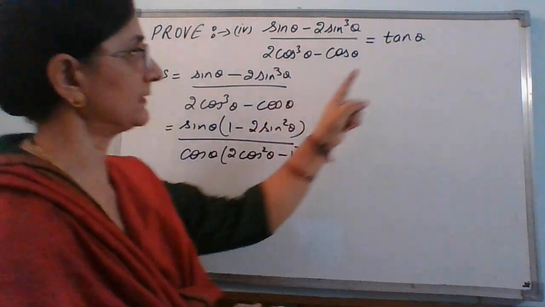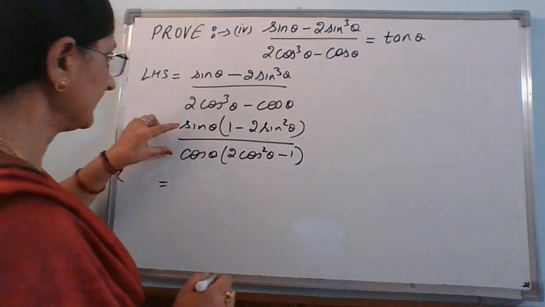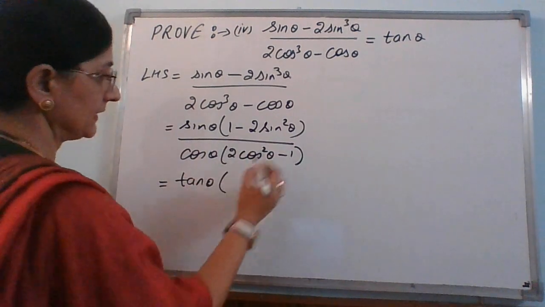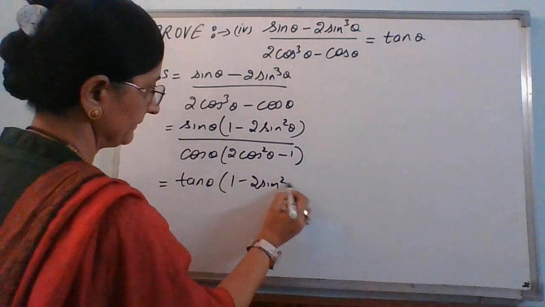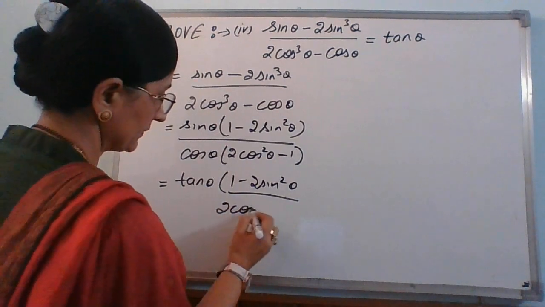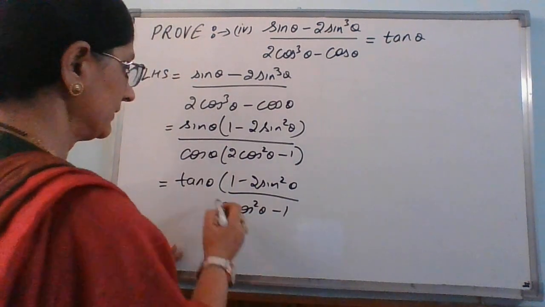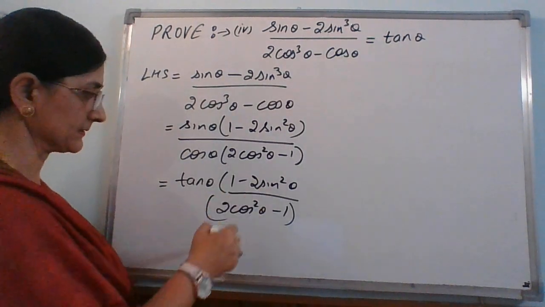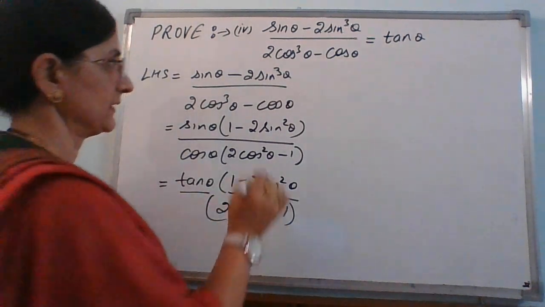Now let us see the result, tangent theta. The ratio of sin theta and cos theta is already tangent theta. So we are left with this part: 1 minus 2 sin square theta upon 2 cos square theta minus 1. Here we don't want this part, which means we should be able to cancel this. Only then is your answer tangent theta.